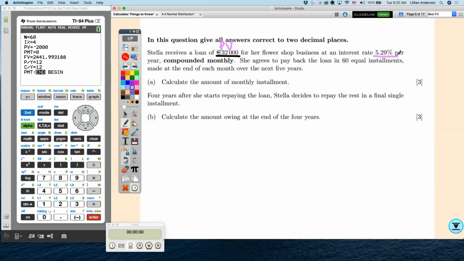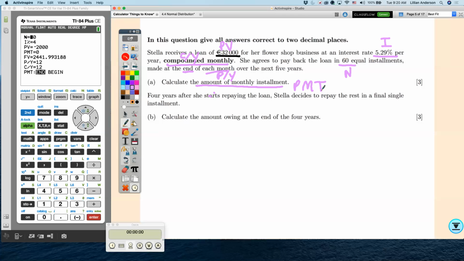Interest rate of 5.29, that is going to be our I% per year compounded monthly. That's technically going to be CY, but she's going to pay back the loan at the end of each month. That's technically going to be our PY. She's paying every month. There's 12 months. At the end, that gives us our PMT. She pays in 60 equal installments. So that's going to be our N. And I'm looking for the amount of her monthly installment, which means I'm looking for PMT, the very first PMT.